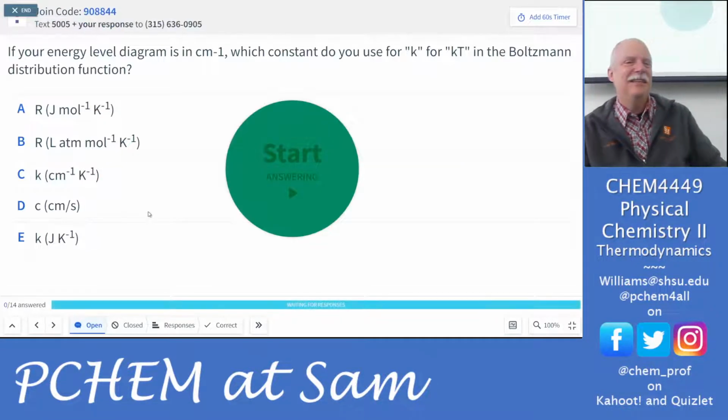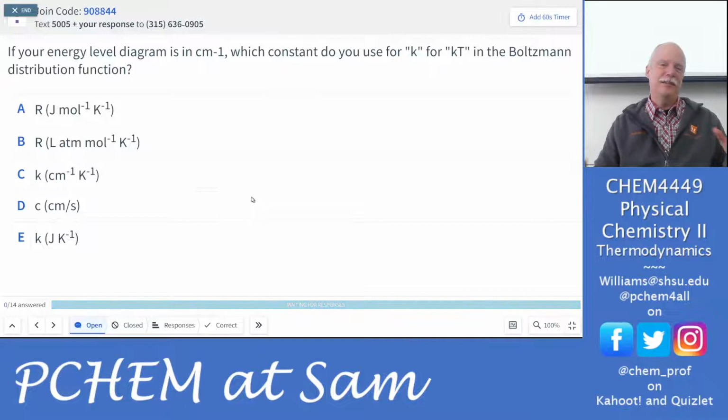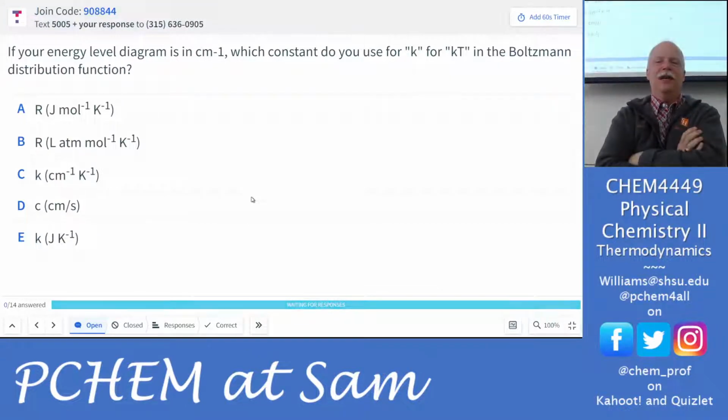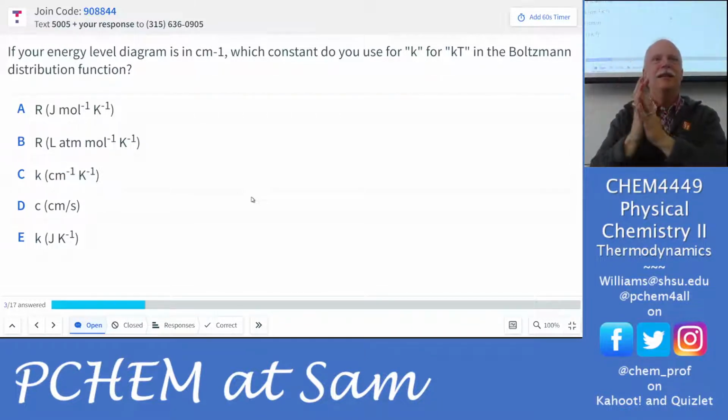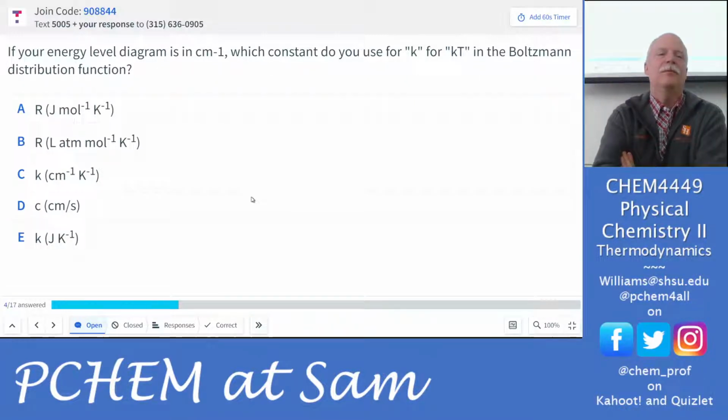Okay, so if your energy level diagram is in wave numbers, which constant do you use for K in KT in the Boltzmann distribution function? You have that denominator and the exponent, KT. Your energy level diagram is in wave numbers, all your energies are in wave numbers. Which constant do you use for K in KT?